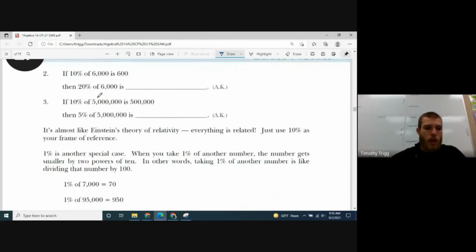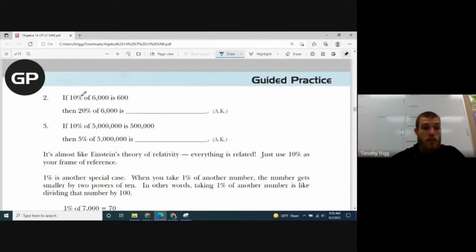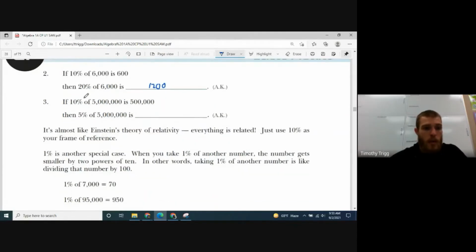So here, let's try a little more mental math. 10% of 6,000 is 600. Again, it crosses off one zero, or in other words, moves the decimal one place. Then 20% of 6,000 will be double that. So double 600, that's 1,200. If 10% of 5 million is 500,000, then 5% of 5 million is half of that. So this would be 250,000, right? If 10% is 500,000, then 5% is half of that.